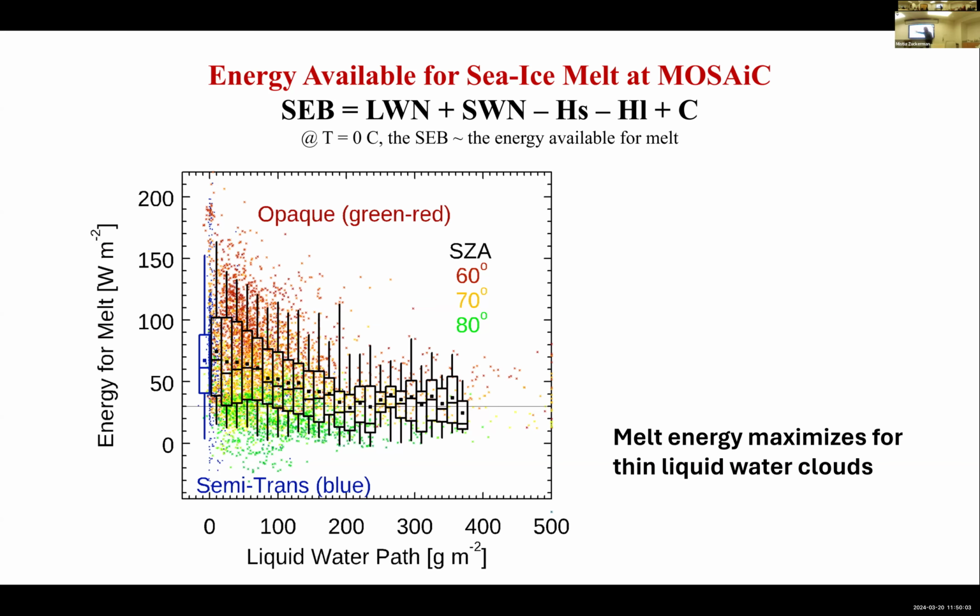And then I binned it up and did some statistics there, box and whiskers. And what you find is that the energy that's available for melt is maximized when you have thin liquid water clouds, right? So it's maximized here with clouds with a little bit of liquid water, but not too much. If you get a lot of liquid water, really thick clouds, you actually get less available energy for melt. This is a similar result we found over the Greenland Ice Sheet. So that's interesting, and that's ongoing work to quantify that a little more. But I think that's all that I have.